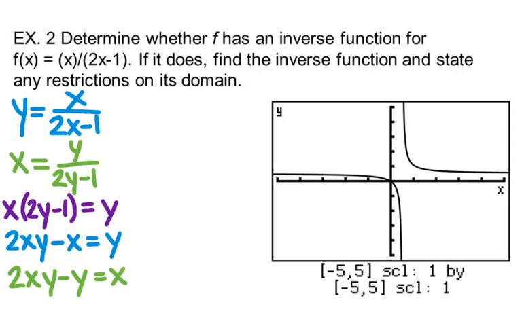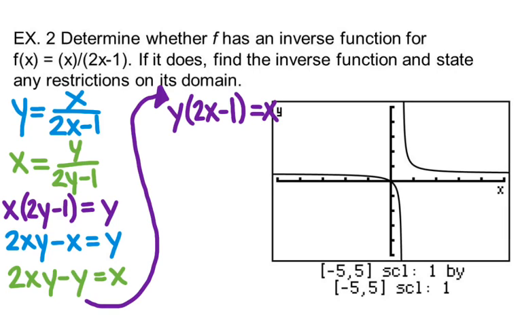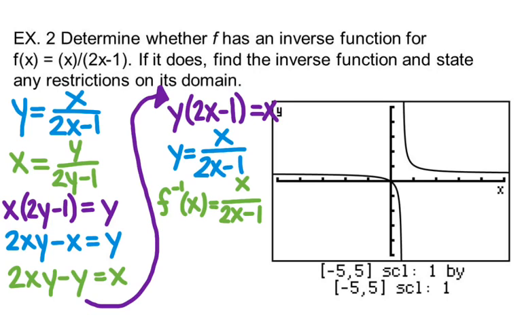I notice that the two terms on the left both have a y in common, so I'm going to factor the y out. When I factor the y out, I'll be left with y times (2x minus 1) equals x. Again, the goal is to get y by itself, so I'm going to divide by 2x minus 1. So y equals x over 2x minus 1. Since y is by itself now, we replace y with f inverse of x.